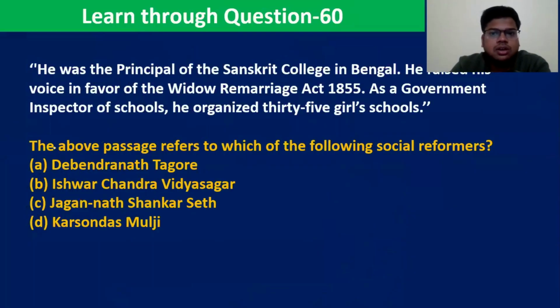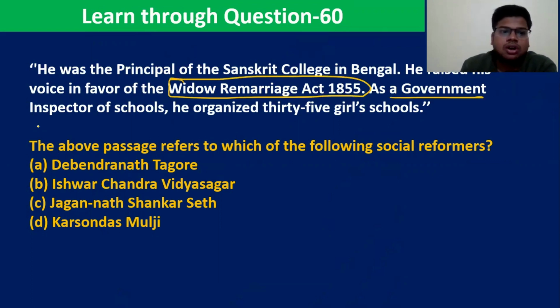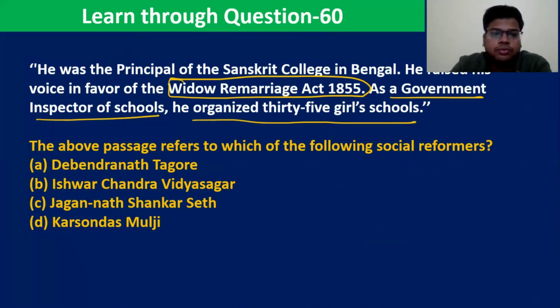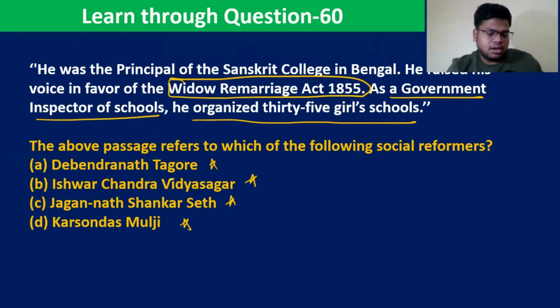Let's go to the next question. He was a principal of the Sanskrit College in Bengal. He raised his voice in favor of the Widow Remarriage Act of 1855. As a government school inspector, he organized 35 girls' schools. Which of the following social reformers does the above passage refer to? Debendranath Tagore, Ishwarchandra Vidyasagar, Jagannath Shankar Seth, and Karsandas Mulji. It's a very easy question because this is a direct answer. Pause the video and try the answer. It's Ishwarchandra Vidyasagar.